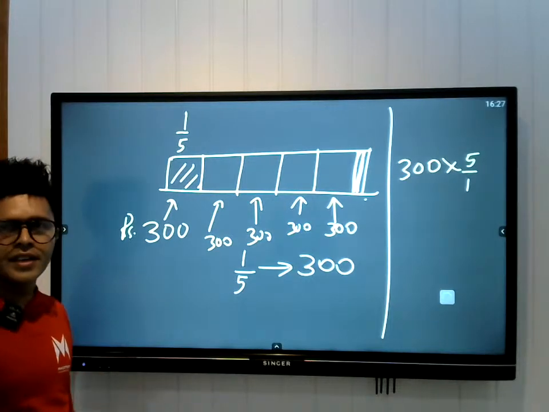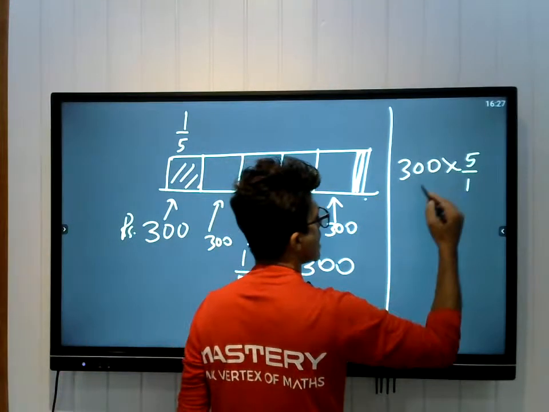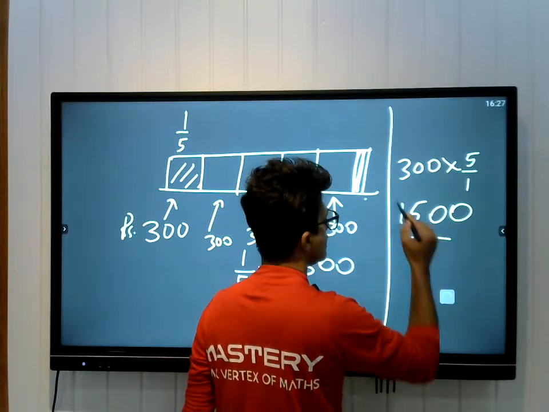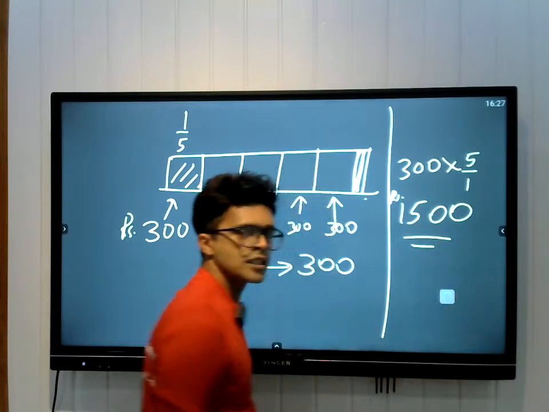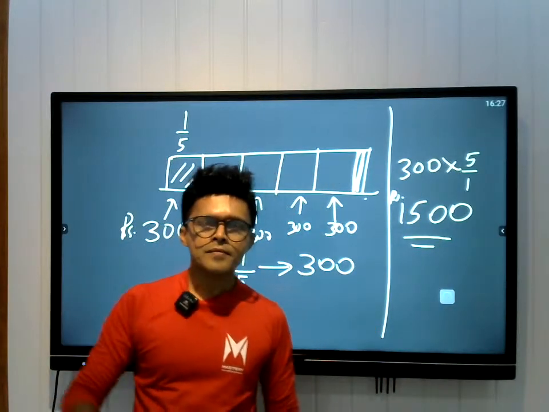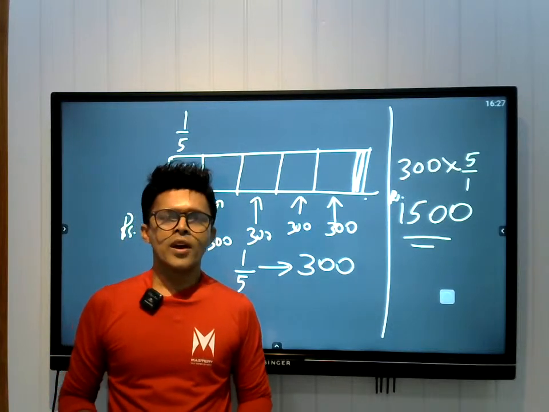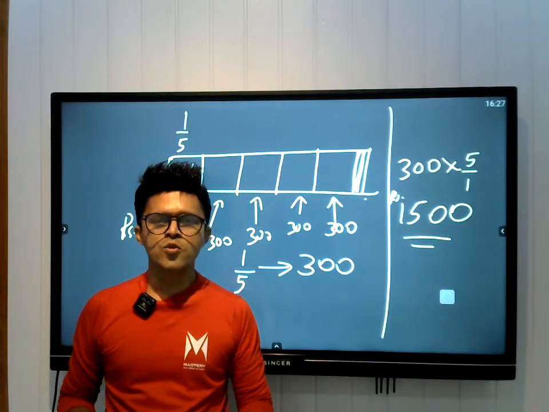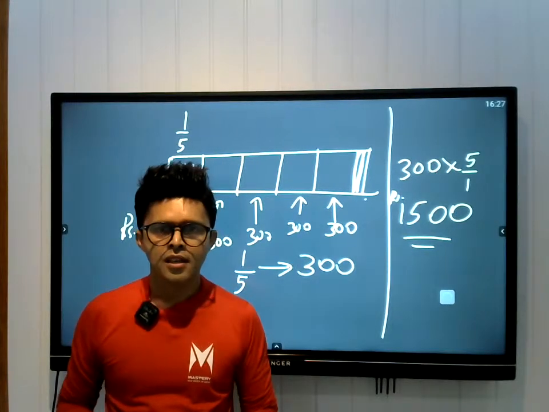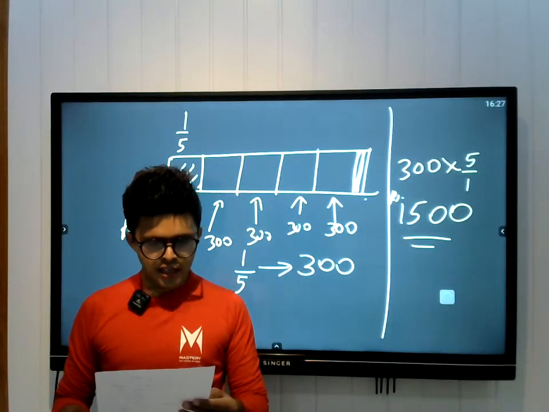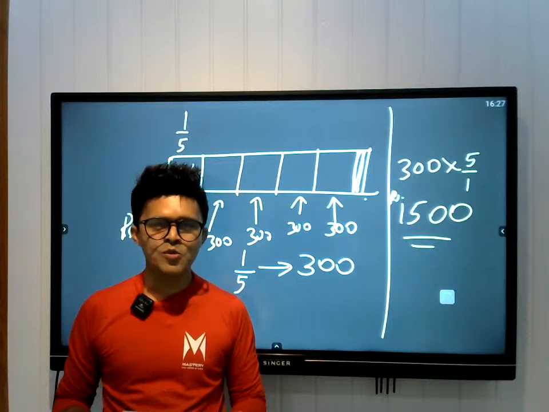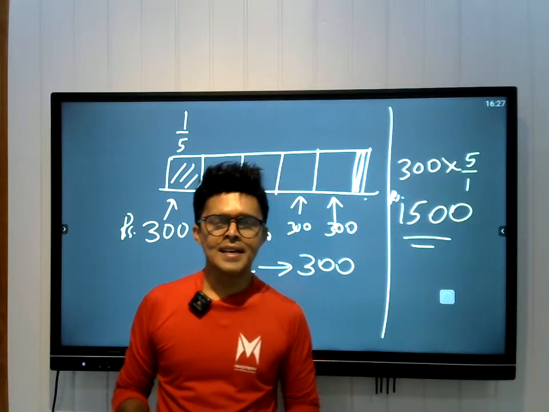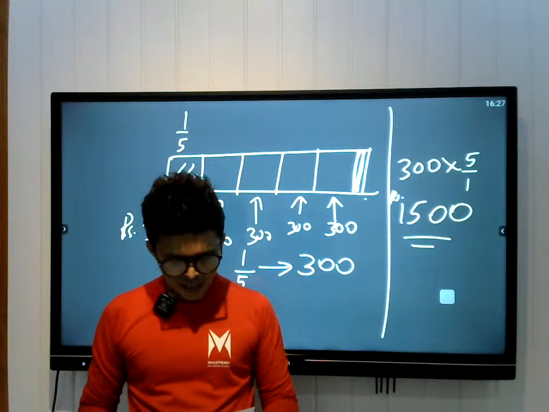Okay, this is the way. So 300 times 5, 5 into 0 is 0, 5 into 0 is 0, 5 times 3 is 15. The answer is 1,500 rupees. Is it okay? I think you have taken this answer as well. Yes, okay, that's nice. This segment is very important. You know, percentages are part of grade 9.